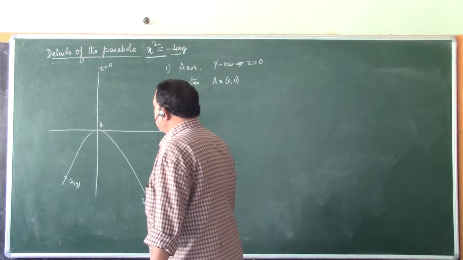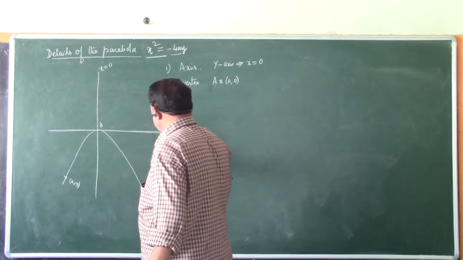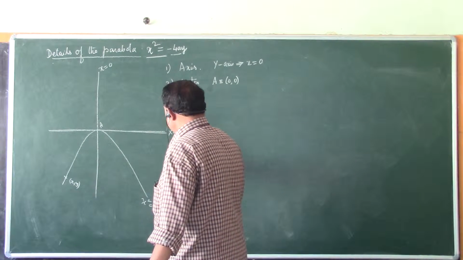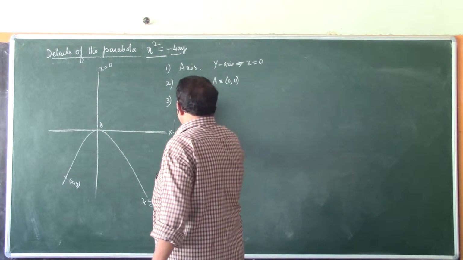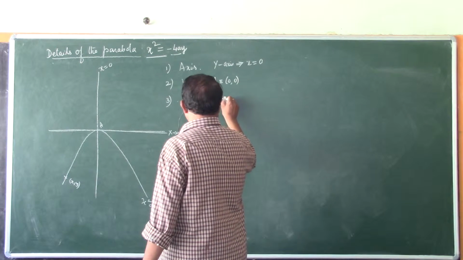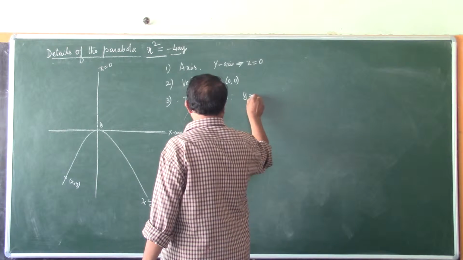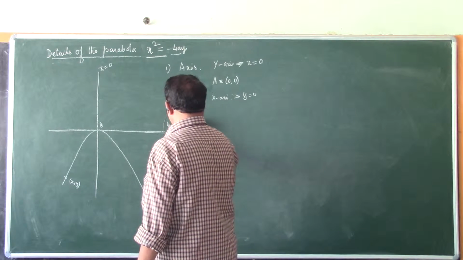And what is the role of x-axis? It is the tangent at the vertex. Tangent at the vertex is x-axis, that is y is equal to 0. This is the equation, y is equal to 0.